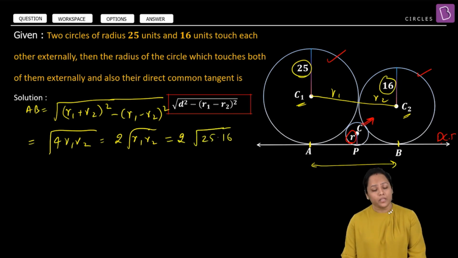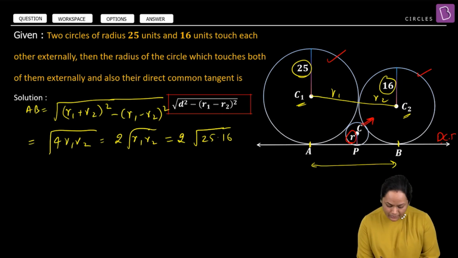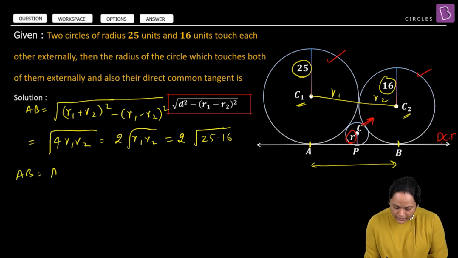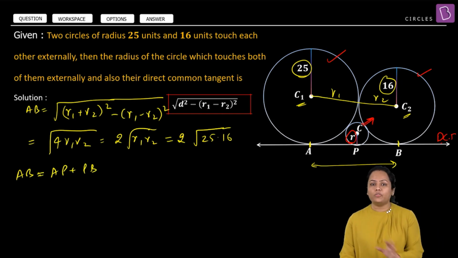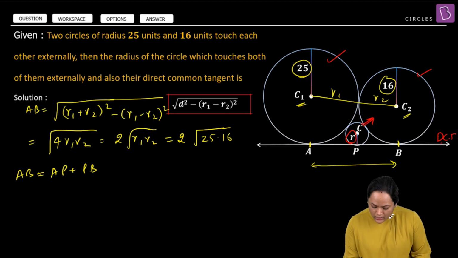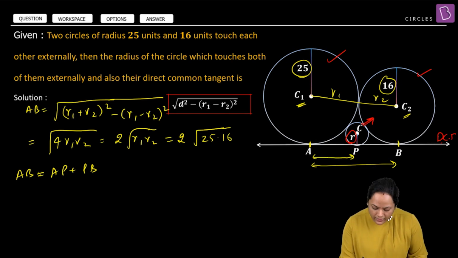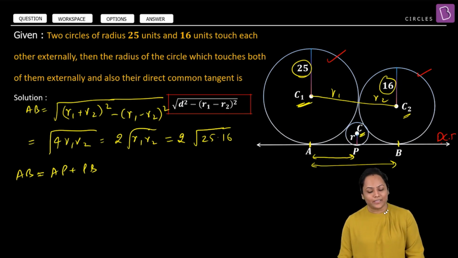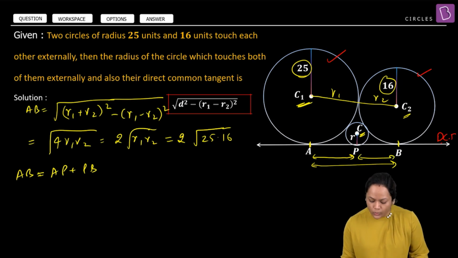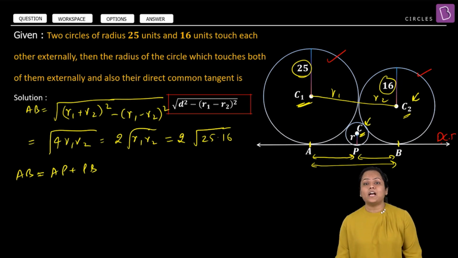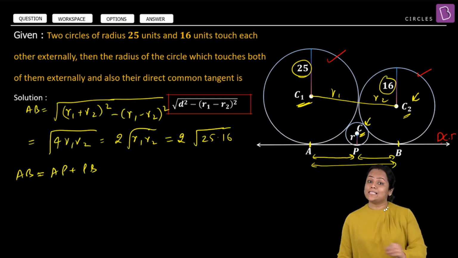Now I'll use one relation that AB in this figure can be written as AP plus PB. Isn't it? I can write AB as AP plus PB. Now this AB is actually the length of the direct common tangent for two circles having centers at C1 and C. Similarly, my PB part will be the length of the direct common tangent for two circles having centers at C2 and C. Their radii are known to us. Okay, so let's apply the similar formula.